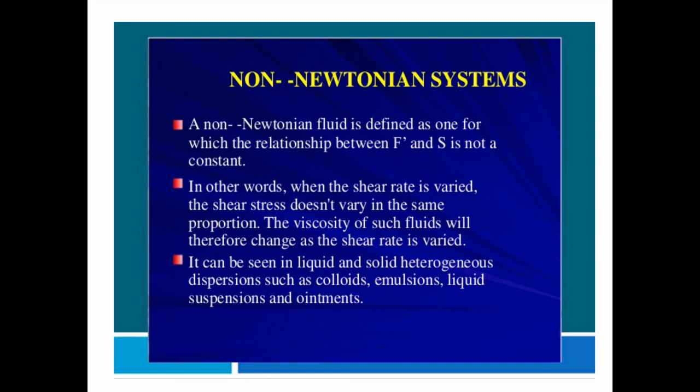When shear rate is varied, in the same way shear stress is not varied, meaning the proportion of increasing or decreasing of shear rate and shear stress is not linear. That system is known as non-Newtonian system.